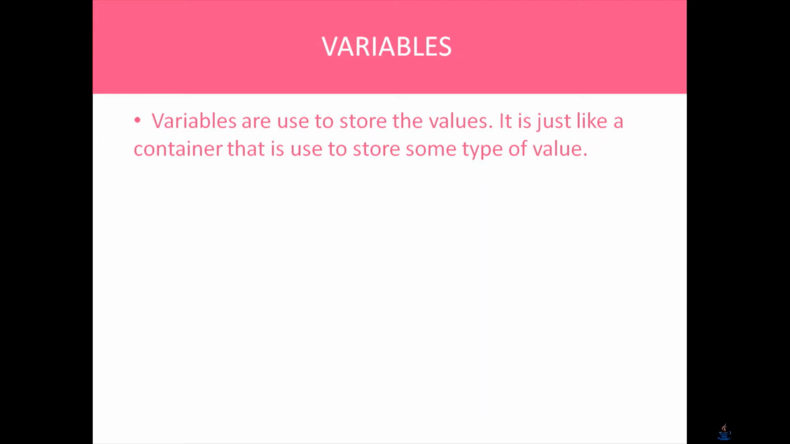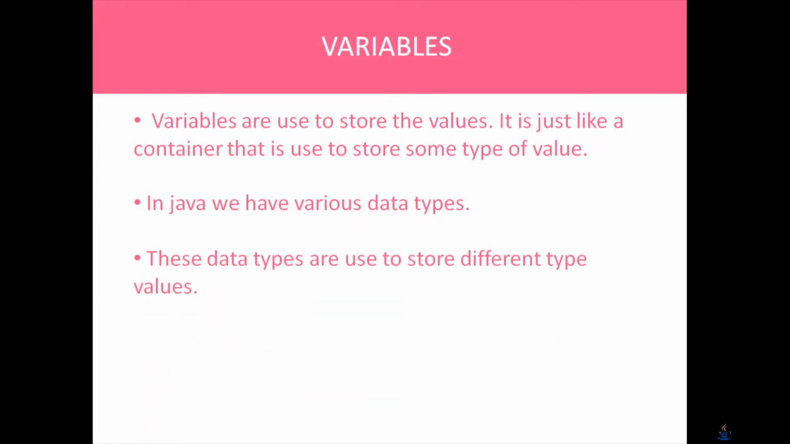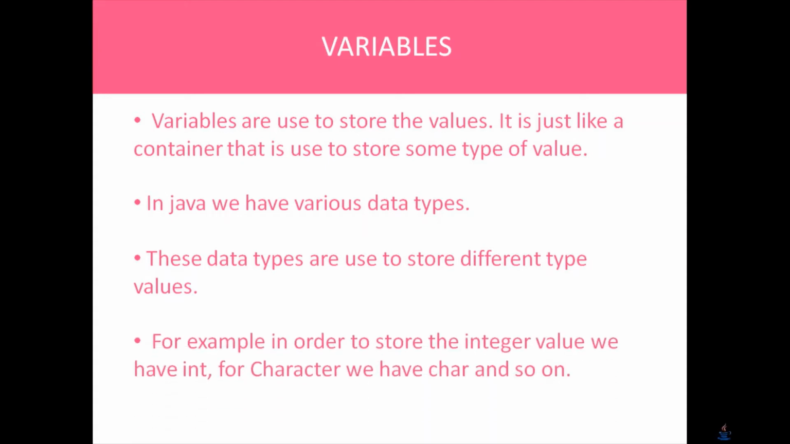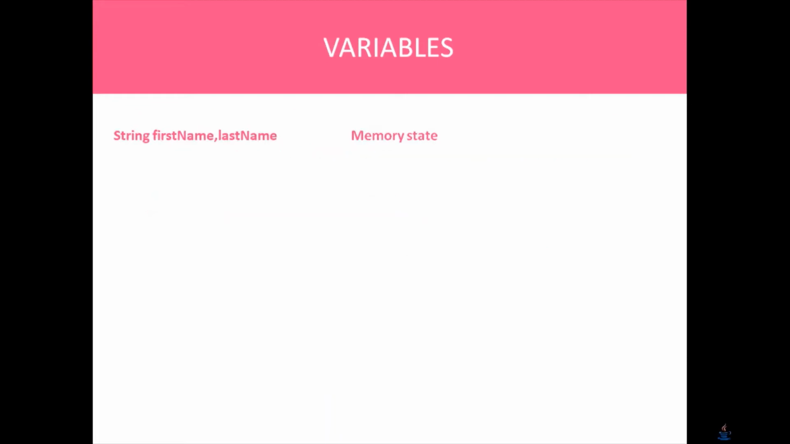We have different types of values. That is why in Java we have various data types. These data types are used to store different types of values. To store an integer value, we have int. For characters, we have char. For a word, we have String. For true and false values, we have boolean, and so on and so forth.